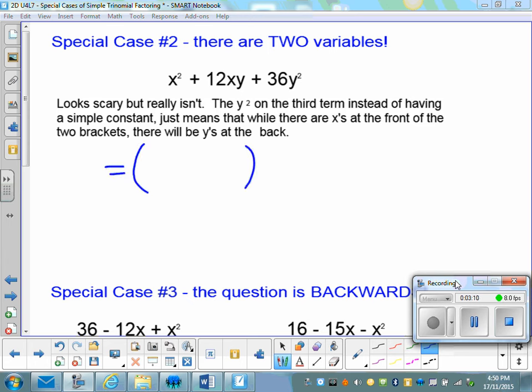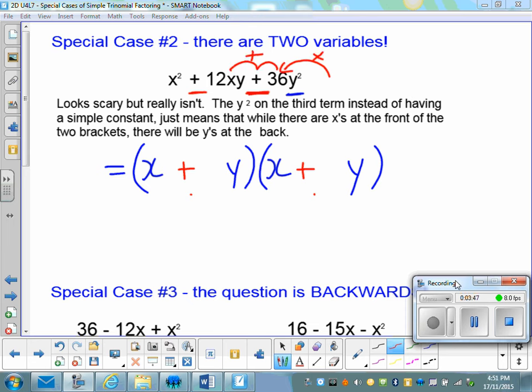We're going to write our 2 brackets just like we would normally. We know that we've got an x at the start of each bracket. This y squared here just means that we're going to have a y at the end of each bracket with whatever number we come up with there. And then for the number part and the sign part, we do the same thing we normally do. So here we've got a positive here, so both these signs down here have to be the same. And because that one's positive, these 2 are going to be positive. And then we're looking for 2 numbers that multiply to get 36 and add to 12.